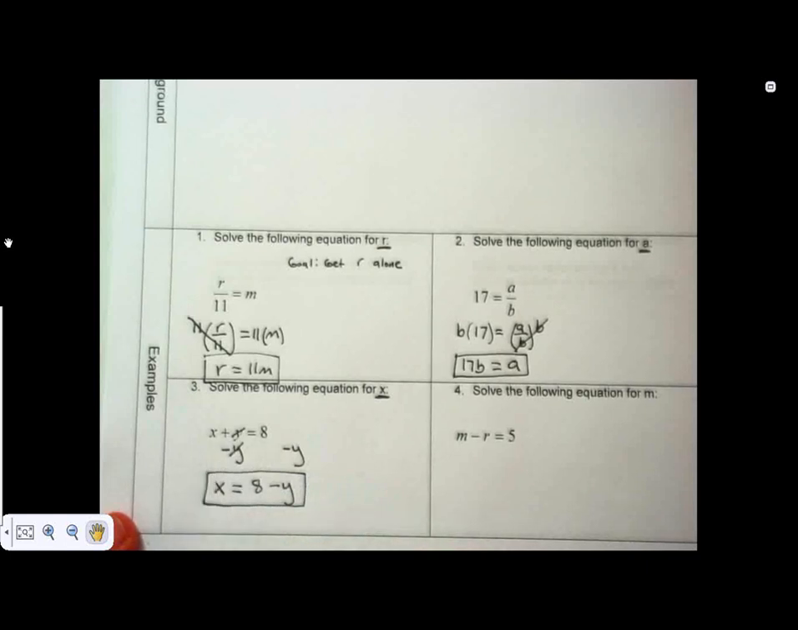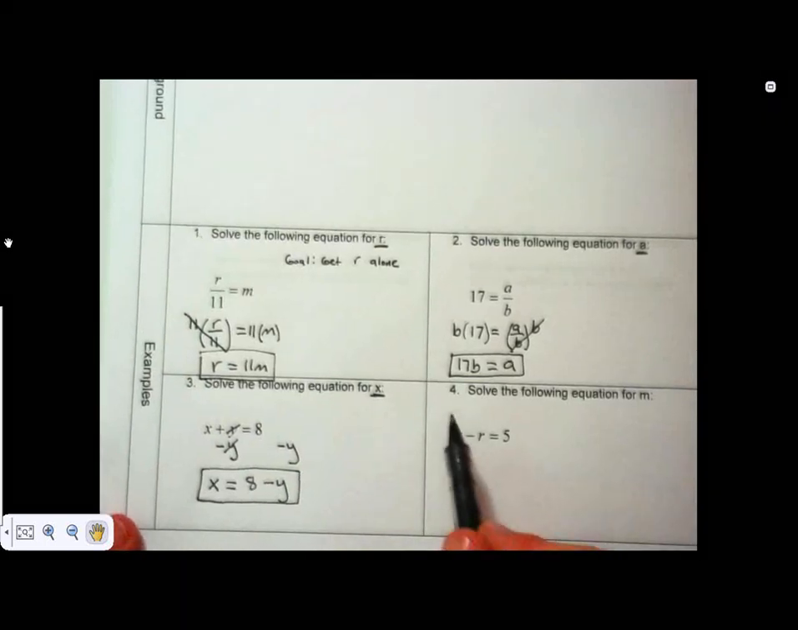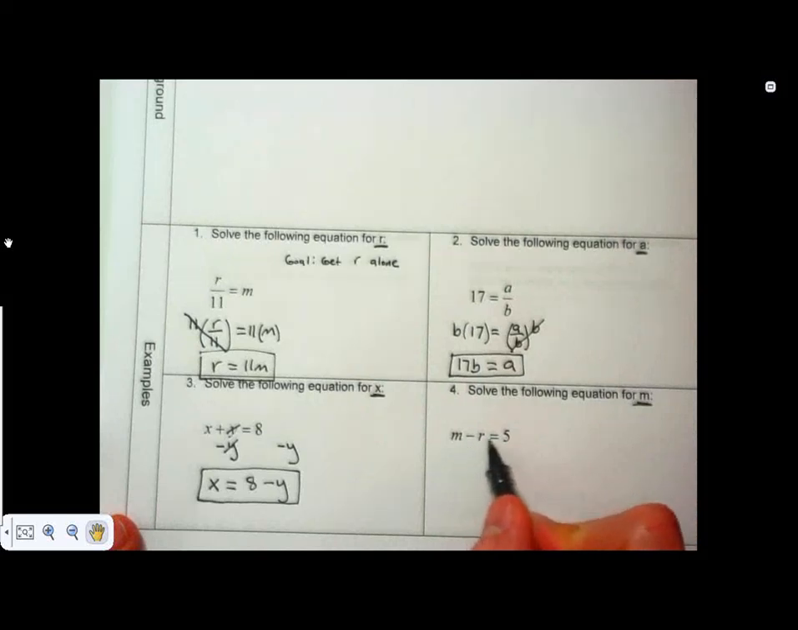Okay, try number four, pause the video, and then restart it after you've given it a try. Okay, so number four, again, our goal here is to get m alone. In order to get m alone, we have to get rid of or cancel out this minus r. To cancel out minus r, I'm going to add r to both sides.